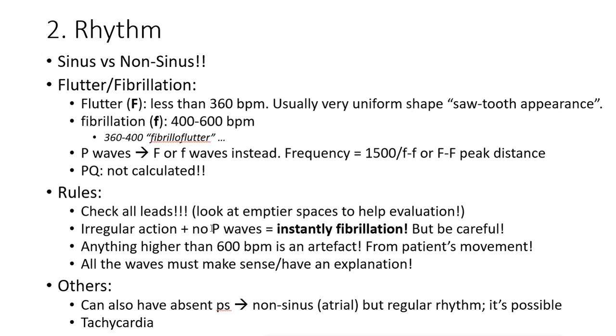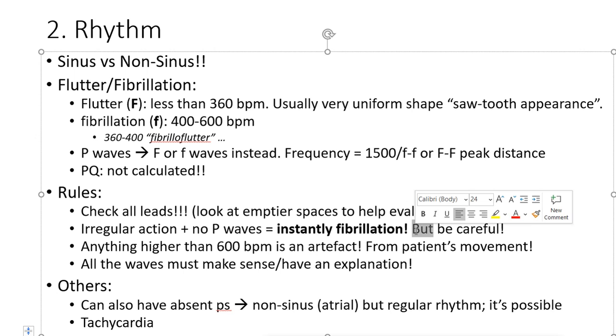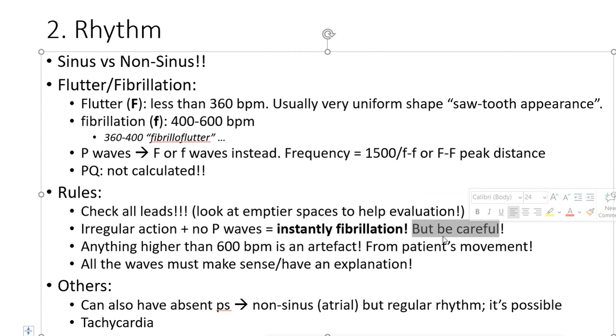So in atrial fibrillation it's always irregular action. Point 1 is irregular, and you don't have P waves, okay? Because P waves result from the sinus rhythm, and this is not sinus rhythm. There are no P waves, and you find it's irregular action. Instantly go fibrillation. Just be careful with this. Don't be too haphazard with it. Make sure you don't see any P waves.